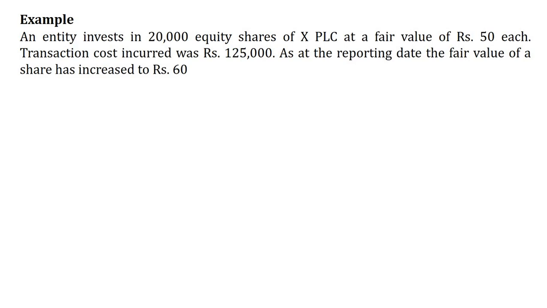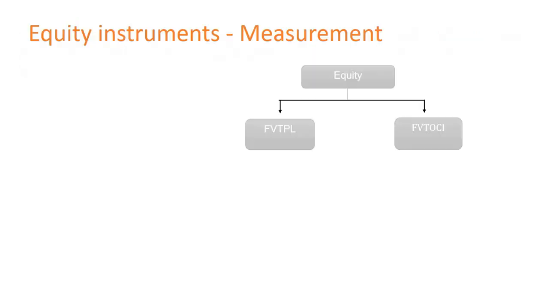That 125,000 has gone. Let's assume I bought this at the beginning of the year. As at the reporting date, that is at the end of the year, fair value of these shares has increased to 60. I bought at 50 each, and the transaction cost was 125,000. At the reporting date, that is the day the balance sheet is prepared, this price has increased to 60 rupees. Okay, now keep that in mind.